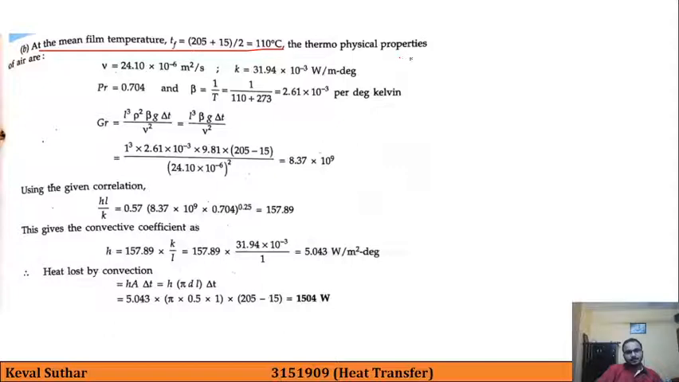Now here these are the thermophysical properties which you can obtain from heat transfer data. So either this data will be given to you in the examination or you need to utilize this book. So you will be getting these values.